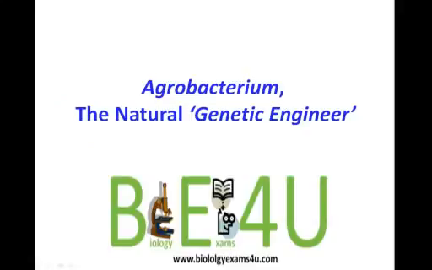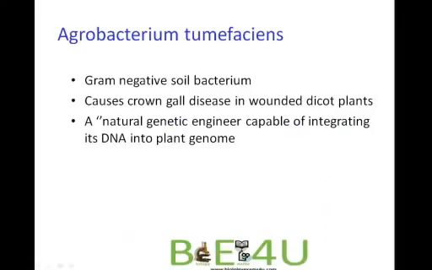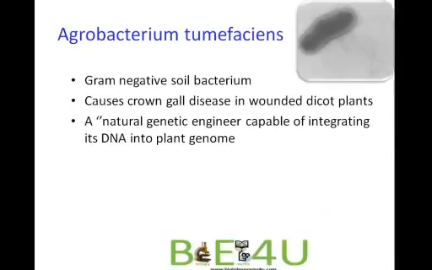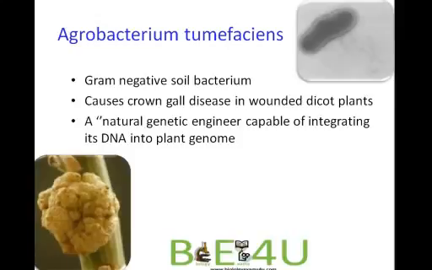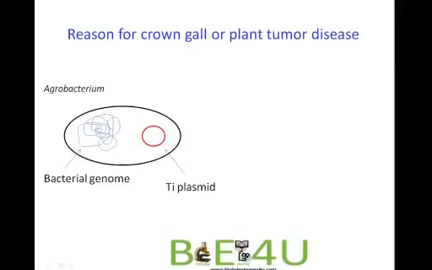In this video, we are going to discuss a topic: Agrobacterium, the natural genetic engineer. Agrobacterium tumefaciens is a gram-negative soil bacterium that causes crown gall disease in dicot plants. Agrobacterium has the innate natural genetic engineering capability of integrating its DNA into the plant genome, ultimately resulting in a disease called crown gall disease. Now let us have a look into the reason behind this disease.